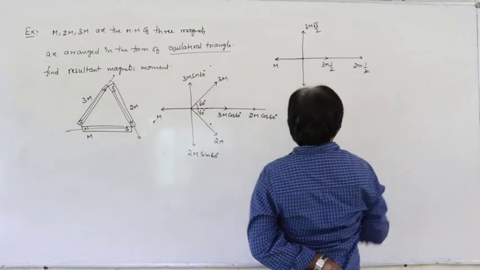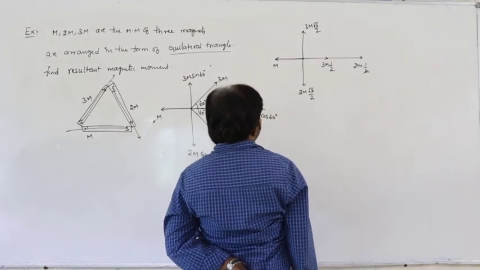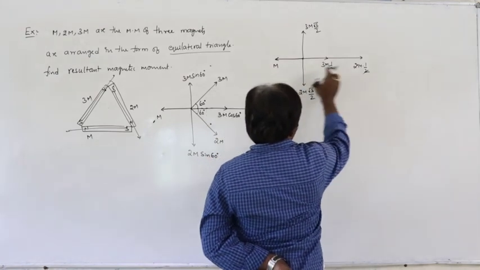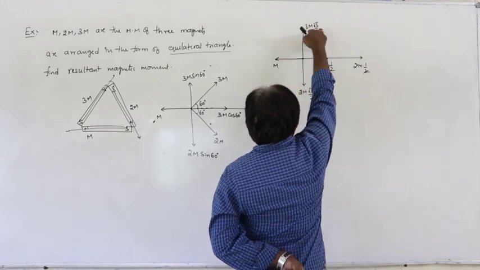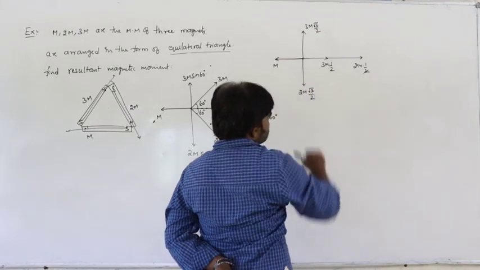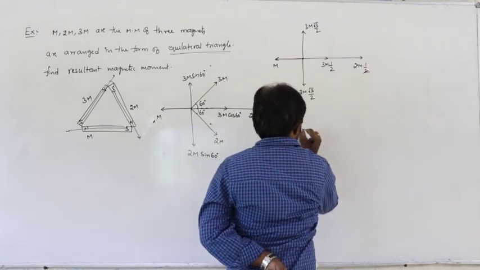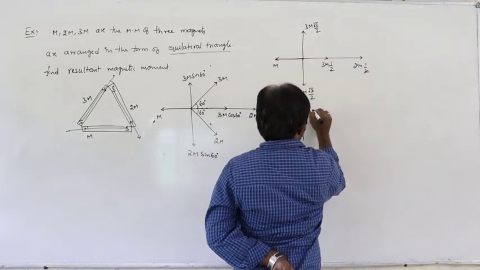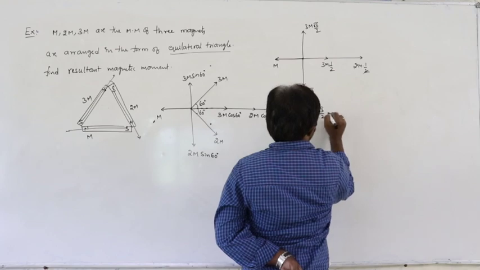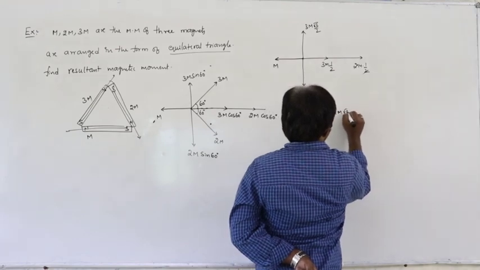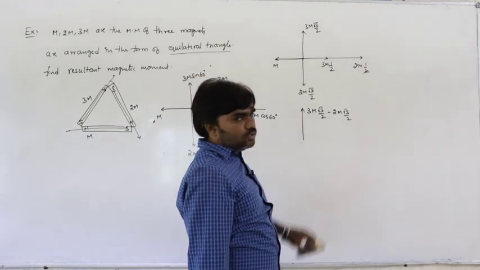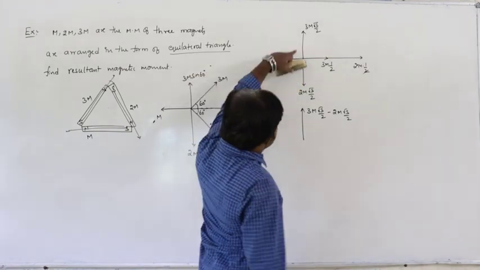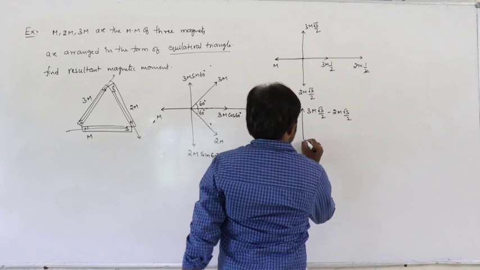Here 2 gets cancelled, and here it is m, and here it is 2m, 3m into root 3 by 2, opposite direction 2m into root 3 by 2. The resultant is upwards, 3m root 3 by 2 minus 2m root 3 by 2, because one is downwards and the other is upwards.